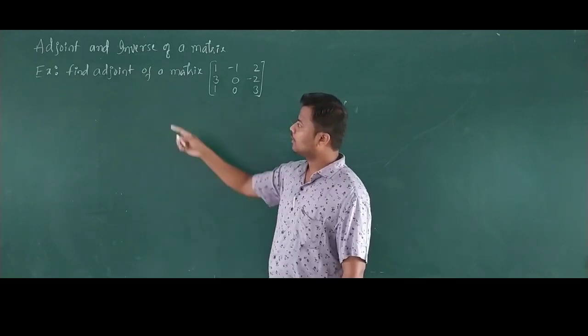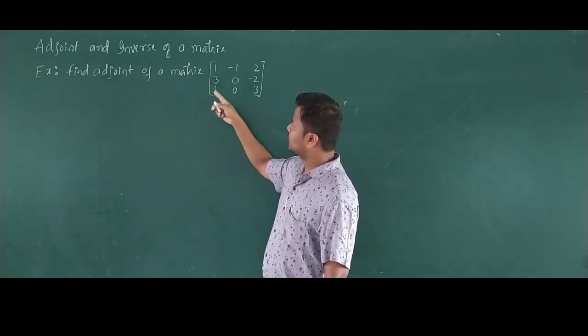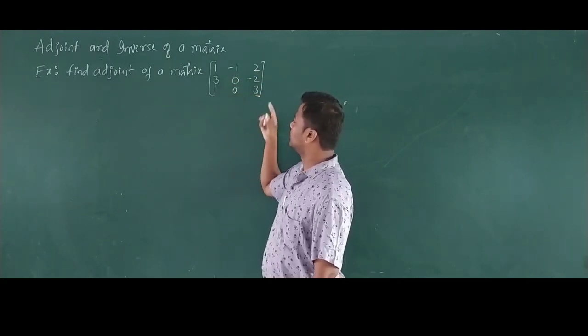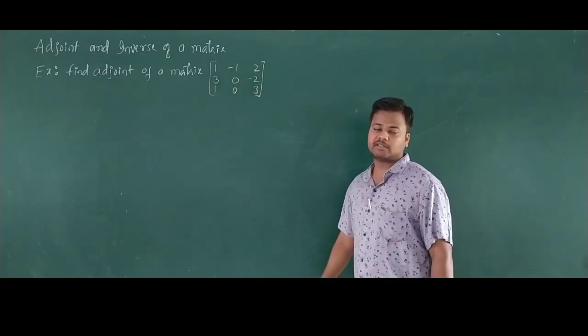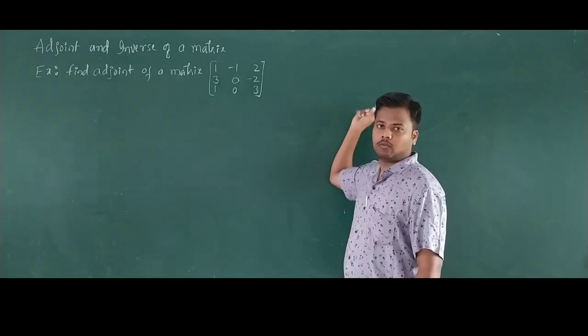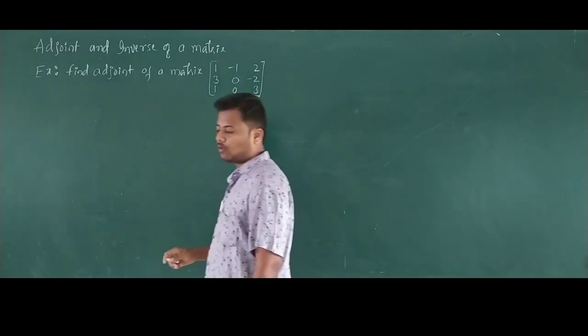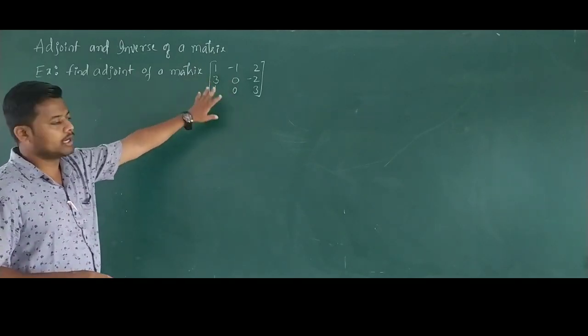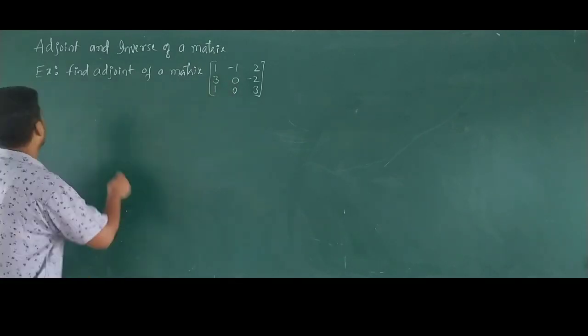Example: find the adjoint of the matrix 1, minus 1, 2; 3, 0, minus 2; 1, 0, 3. The adjoint of a matrix is given by the transpose of the cofactors. So first we find the cofactors of all elements A11, A12, A13.